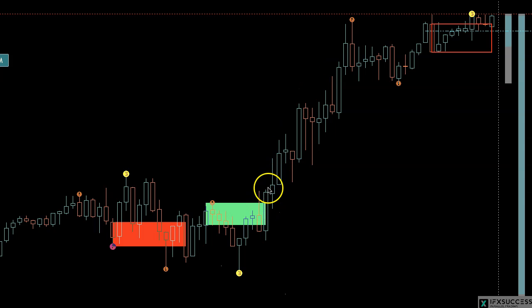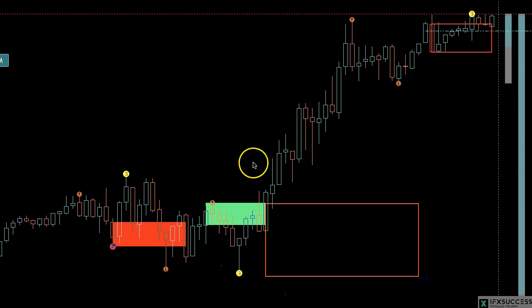So now that it actually broke it in here, there are two things that we can do. We can either get in as soon as it actually breaks it, or the market comes back in here, retests this area, and when the market comes back in here, we can keep on buying and buying until this new box order block gets broken.